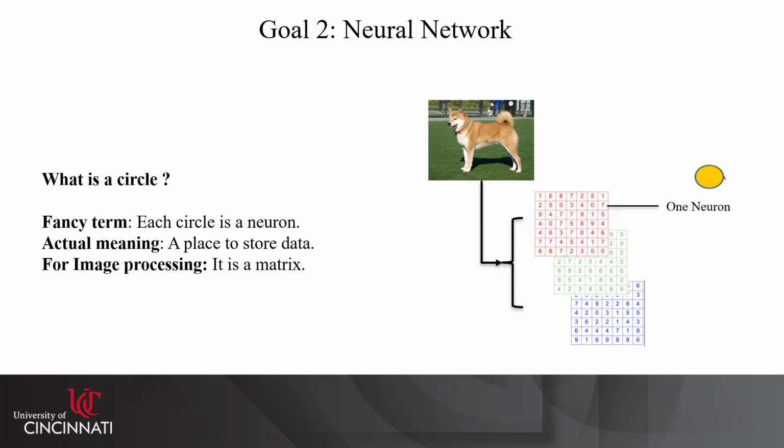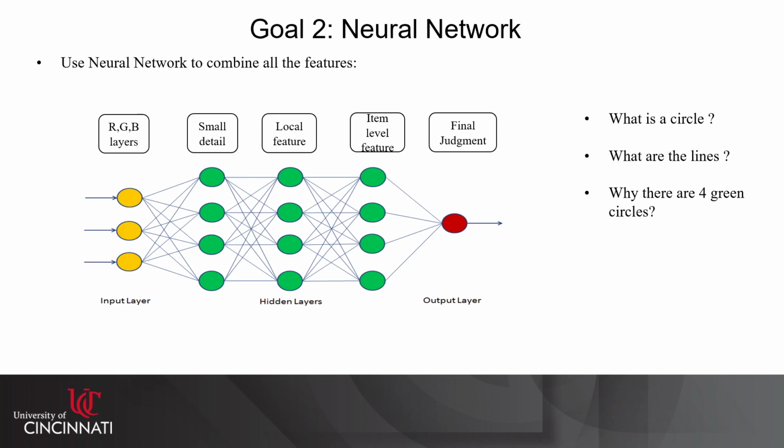So, what is a circle? The circle is called a neuron, but what it really is is just a place to store data. In the context of image recognition, as we mentioned, the image is a three-layer matrix. So one neuron is the place to store those matrices. Essentially, it's just a matrix. If we go back, we have three yellow input neurons that represent the red, green, and blue matrix. Simple as that. So we put red in the first, green in the second, blue in the third.